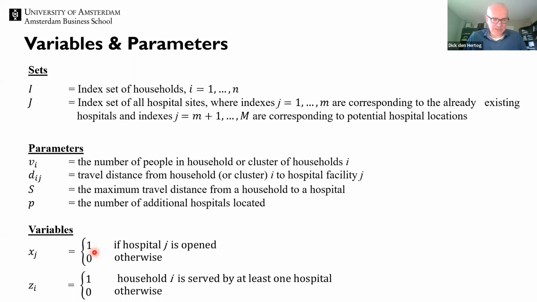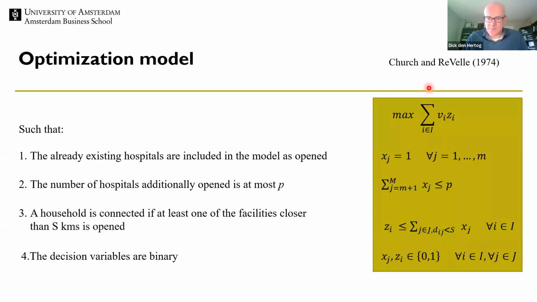We have variables X_j, binary. It's 1 if hospital at location j is opened, and 0 otherwise. And Z_i, also a binary variable, that's 1 if household i, or a cluster of household i, is served by at least 1 hospital. And this is the model. Maybe you know it. This is a model that really tries to avoid double indices, such that we can solve large-scale problems like this one.